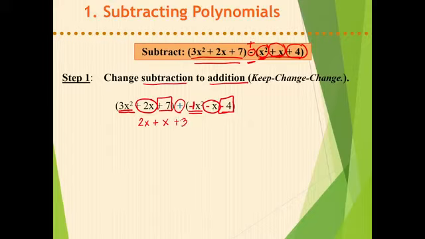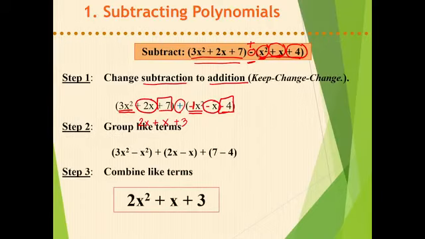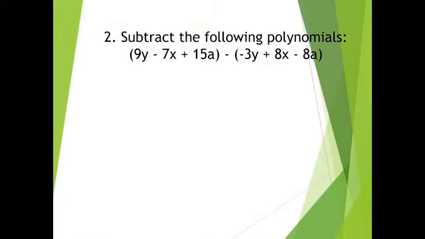Positive 3. And there you go. That is the answer to our example number 1. The next step is to combine. We were able to get x squared, 2x squared plus x plus 3. Okay? It's okay if you write it directly and no longer group. Next, our second example.